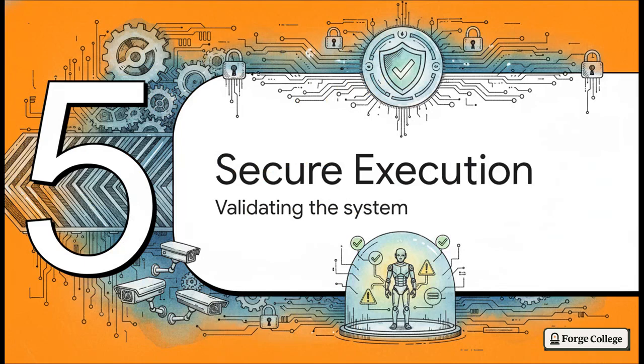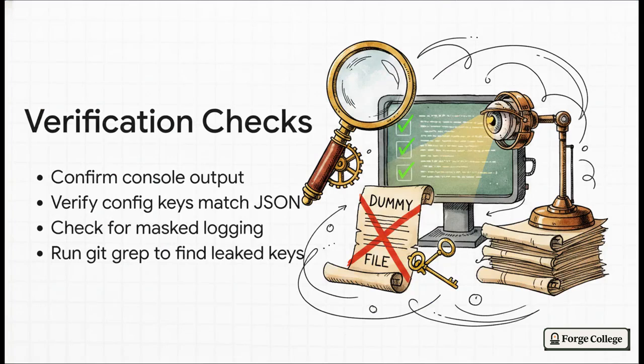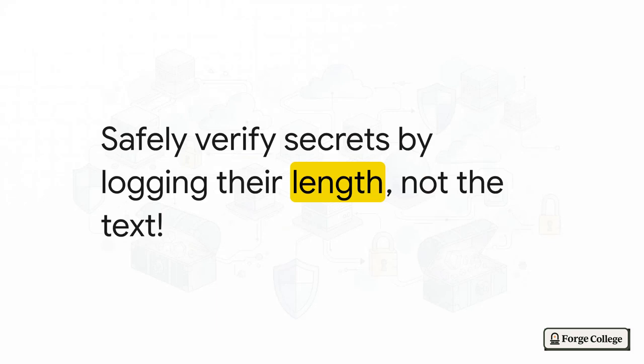Section 5. Secure execution and validating the system. You should always run your script locally using a dummy.env file, just filled with fake keys, to verify the whole system before you ever touch a real network. Make sure your console prints out the correct environment name, verify that the config keys it loads actually match the JSON file for that specific environment, check your logs to ensure no secrets are visible, and finally, run a git grep command in your terminal searching for your private key, just to be 100% sure nothing slipped into your tracked files.